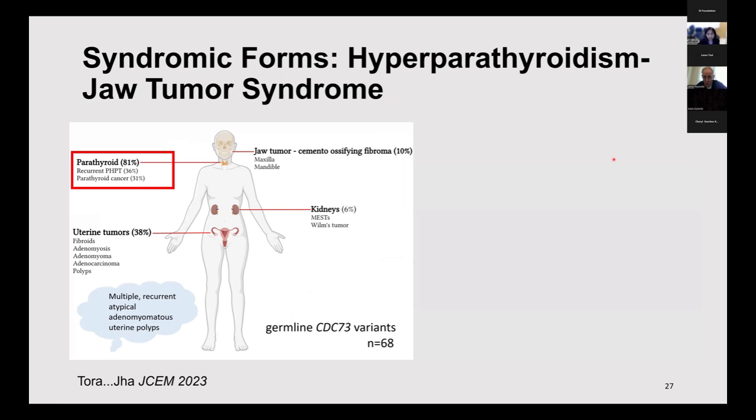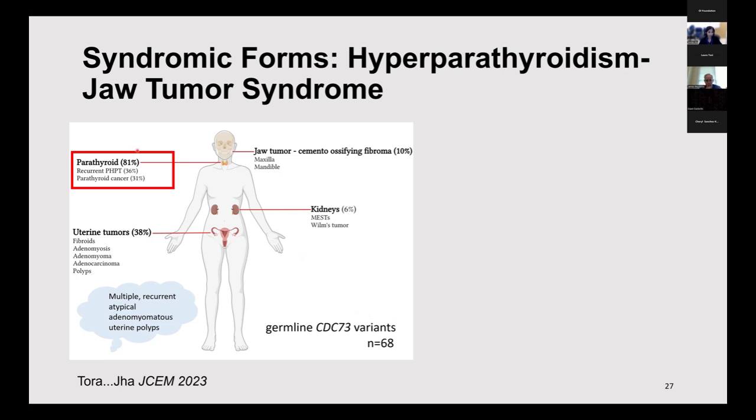So we'll talk next about hyperparathyroidism jaw tumor syndrome. We had recently reported our cohort of patients. And again, this syndrome is caused by germline CDC73 variants. CDC73 is a cell division cycle 73 gene. It codes for parafibromin, and it is a part of RNA polymerase II.